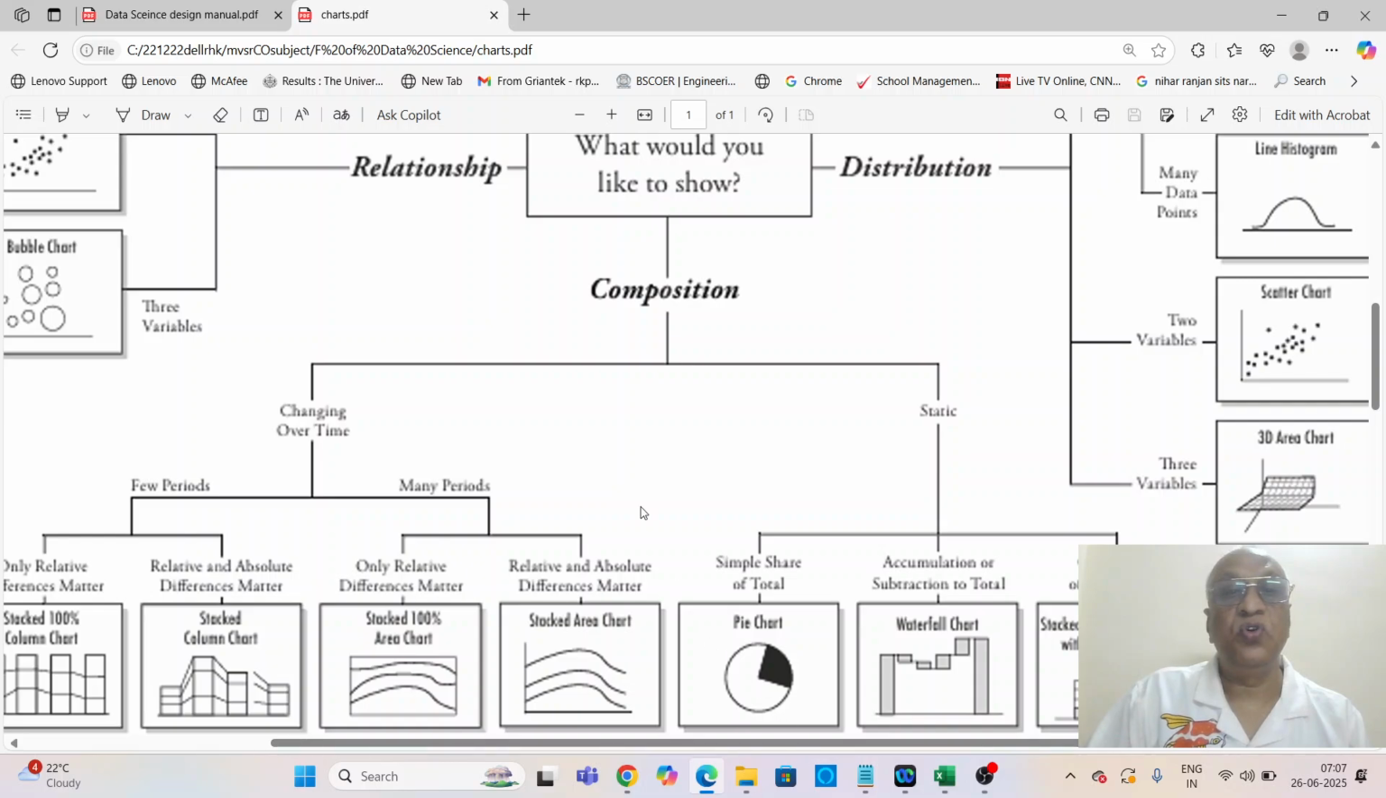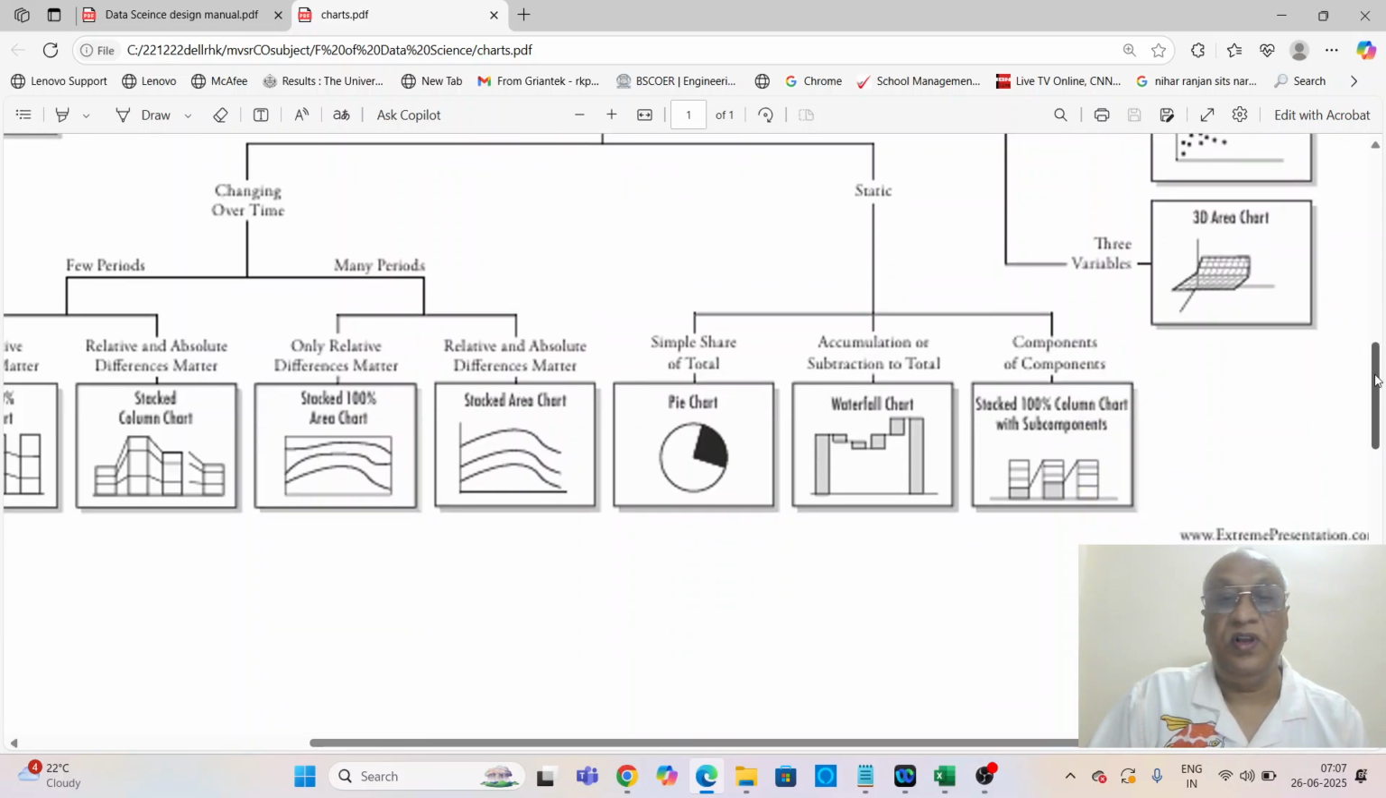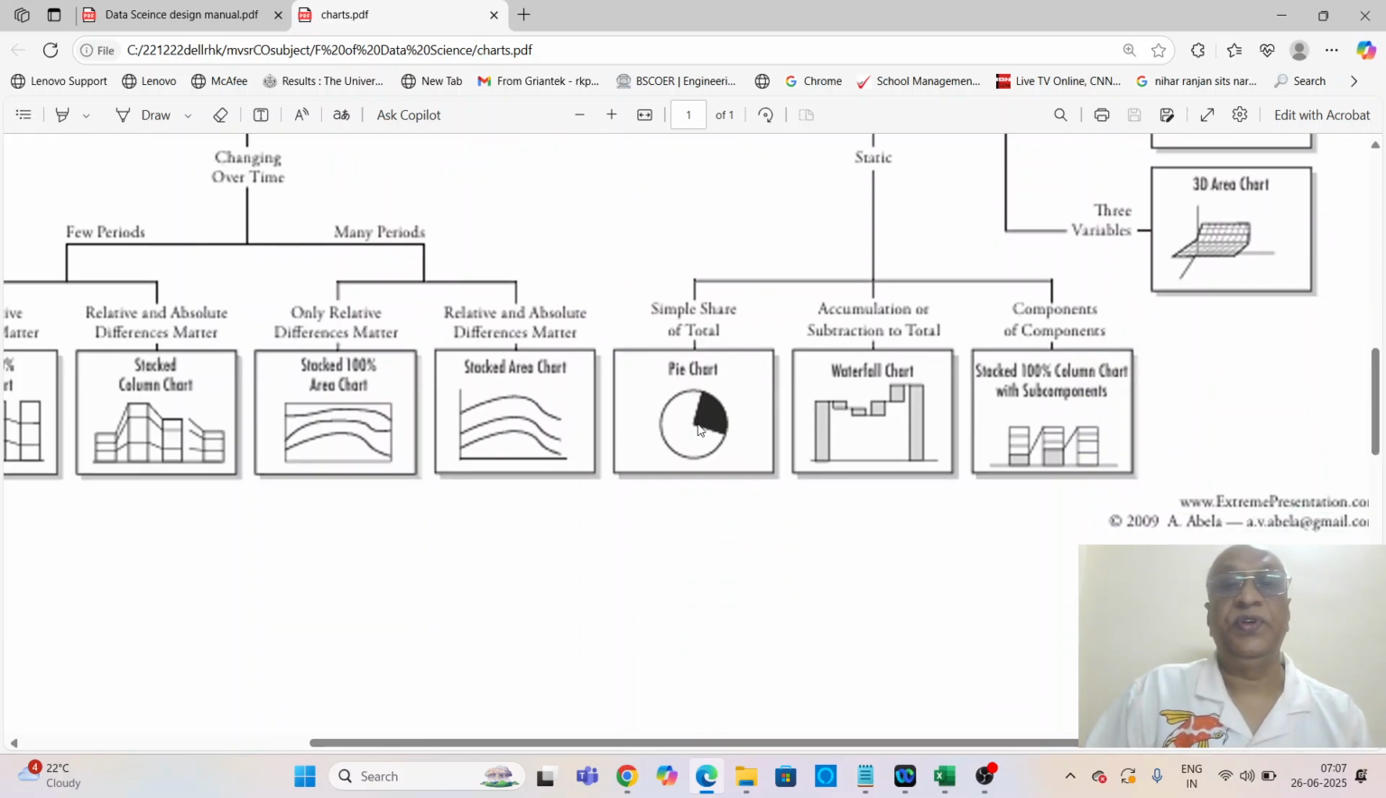Let us say I want to show composition, which is static. I may go for a pie chart if I want to show the single share of the total. I may go for a waterfall chart if I want to show accumulation or subtraction to total. I may go for a stacked 100% column chart with subcomponents if I want to show components of components.